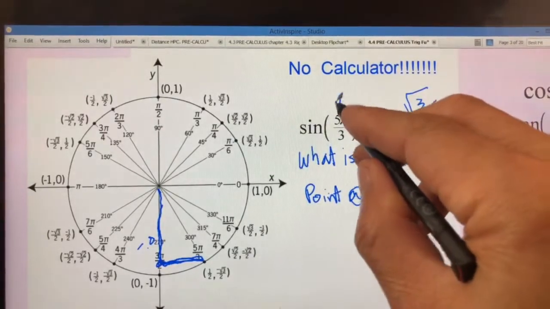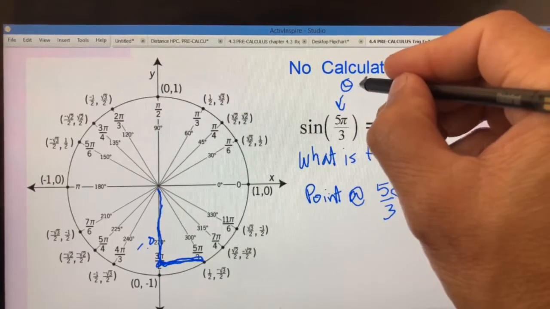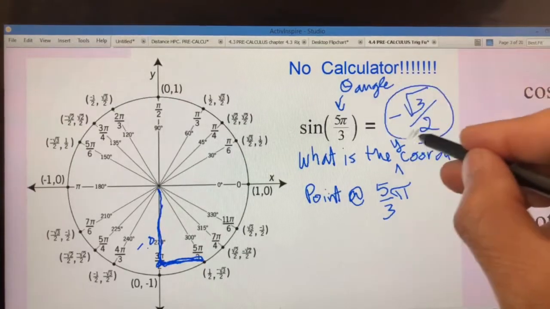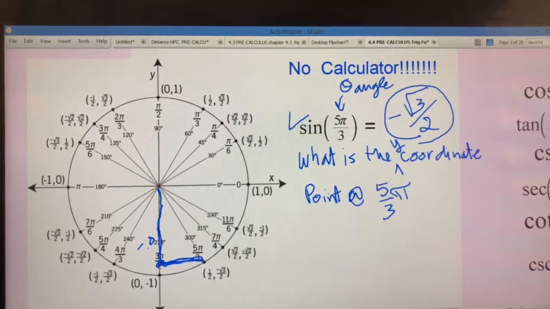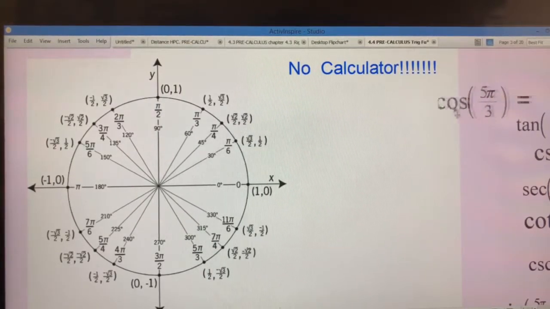So this is the angle. So angle, right? I put theta there. And this is the y because of the sine. Hope that's clear. We'll look at another one here. So I'll make short videos and I'll just move on and make more videos for your classes, for your group. All right, so here we go.